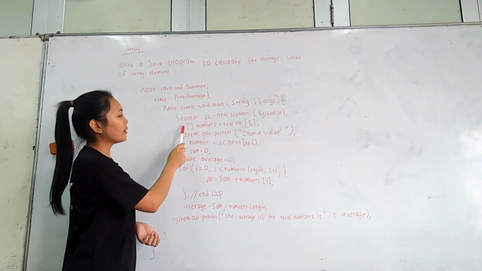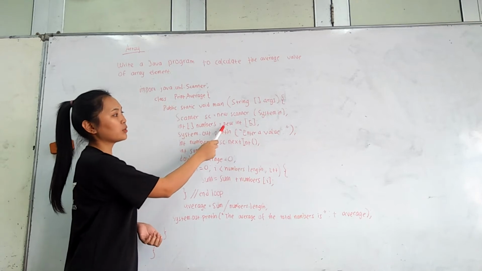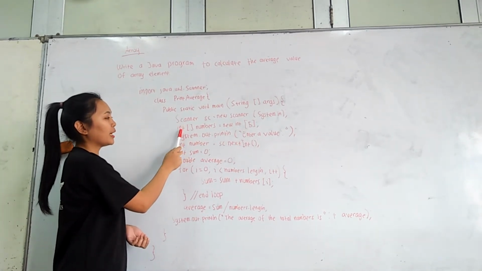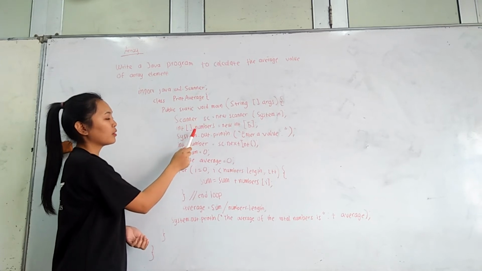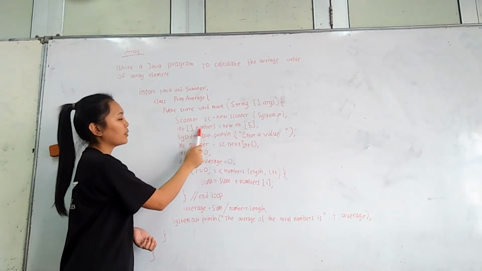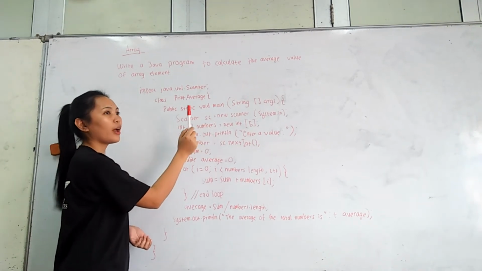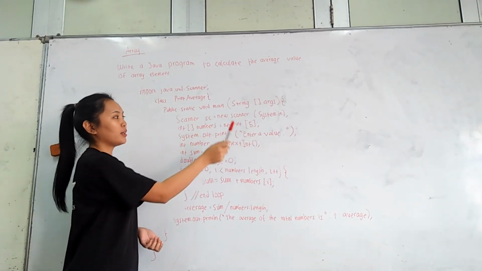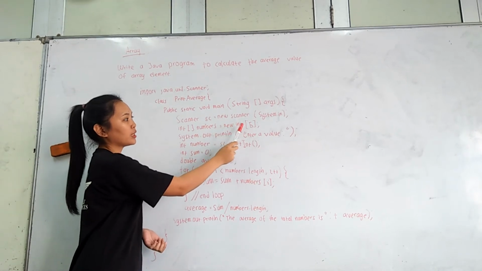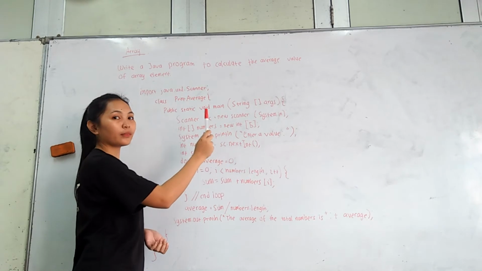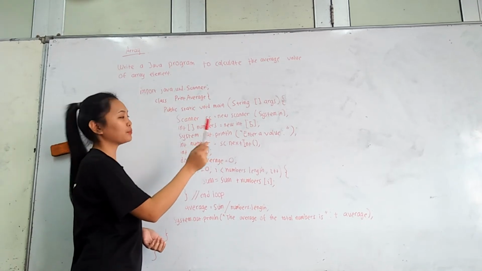And this one, int[] numbers = new int[5]. Which means the int[] numbers shows that this is array programming. So new int[5] means the numbers length of this array is 5.